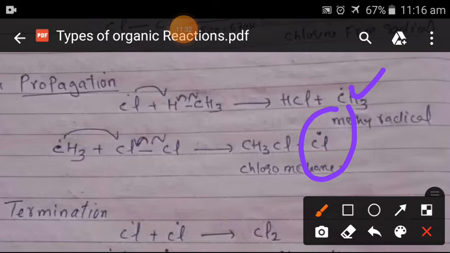So this reaction is called a propagation reaction. You must remember that in a propagation reaction, new radicals are generated. Clear?